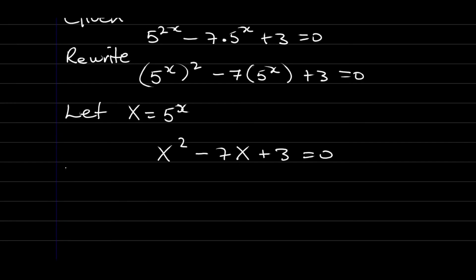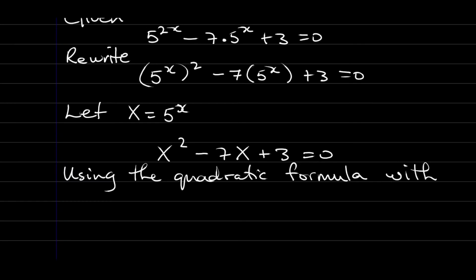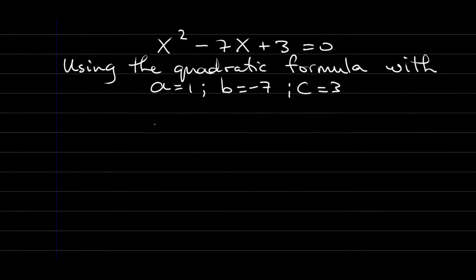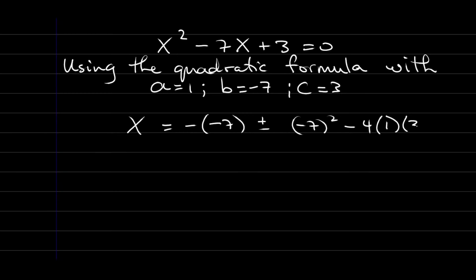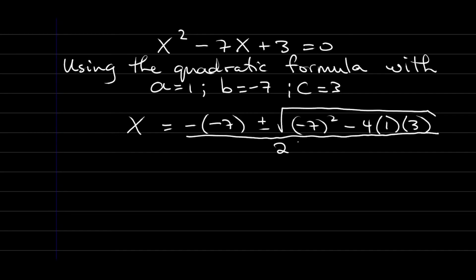And from there we can say, using the quadratic equation, or quadratic formula, with a equal to 1, b equal to -7, and c equal to 3, we're going to get a complicated looking thing: x, which is the variable I want to find, is going to be equal to negative of -7 plus or minus the square root of b squared, so -7 squared minus 4 into a into c, square root of that, all divided by 2 into 1.